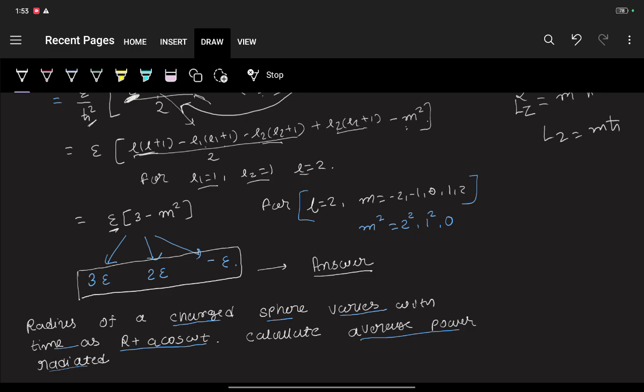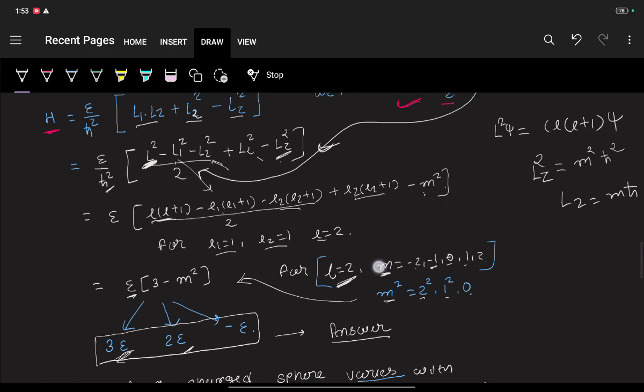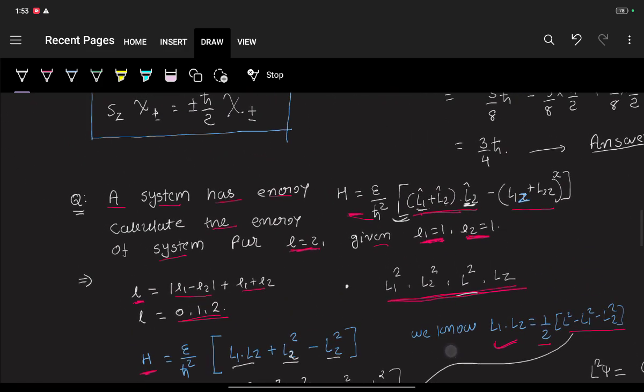Now we know that for L equal to 2, m can take values from minus 2, minus 1, 0, 1, 2, and by squaring it we will get 2 square, 1 square, or 0. By putting these values we get three values: 3 epsilon, 2 epsilon, minus epsilon. So that was the answer. Now moving on to the next question.